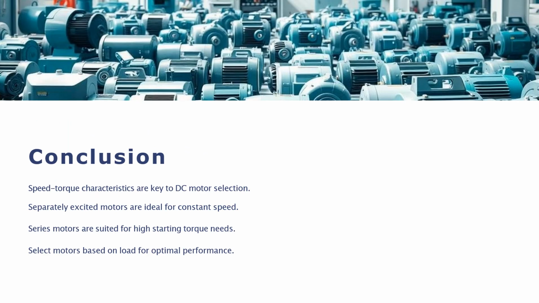In conclusion, understanding the speed torque characteristics of DC motors is very important for selecting the right motor for a given application. Separately excited DC motors are ideal for applications requiring constant speed and precise control, while DC series motors excel in scenarios demanding high starting torque. By carefully considering the load and operational requirements, engineers can optimize motor performance and ensure efficient, reliable operation.